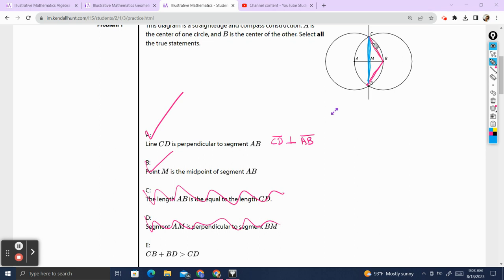This pink, which is CB plus BD, represents a different way to get from C to D, which is not a straight line, which means by default, it does have to be bigger or longer than the direct path from C to D. So yeah, this one is true. All right, we're going to go on to the next question, but pause the video if you need to go over this or reflect upon it yourself before moving forward.